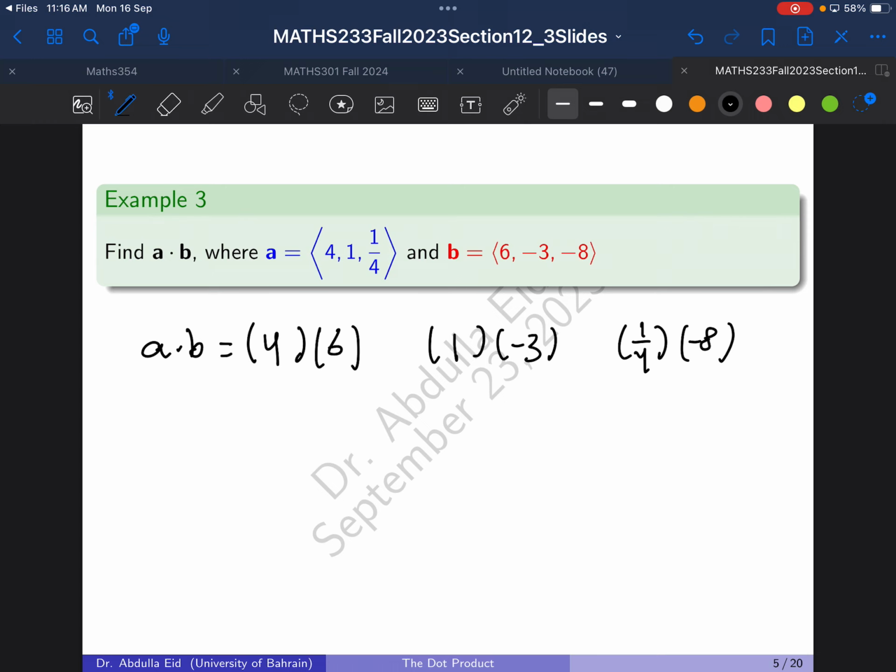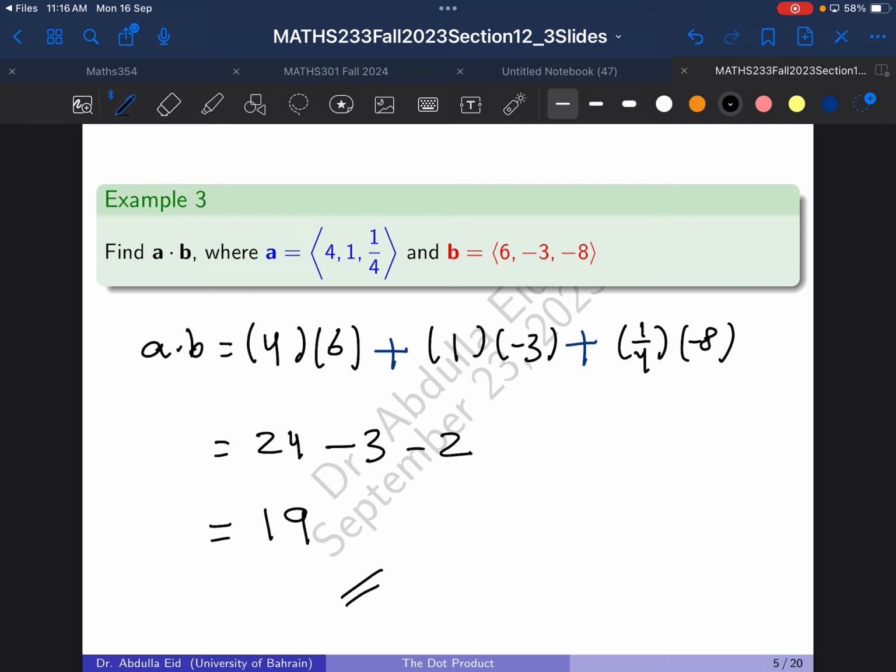What should I do between them? What you do between them is just a normal addition. Just add them. Now we just need to find them. This is 24, negative 3, negative 2. The final answer is 19. Remember, 19 is just a number, and that will be the answer for this question, which is example number 3.